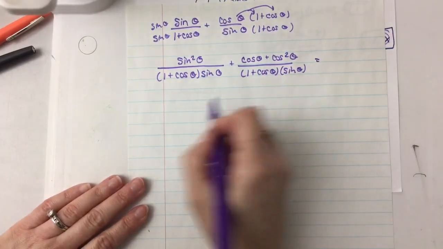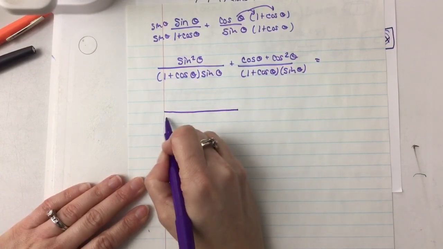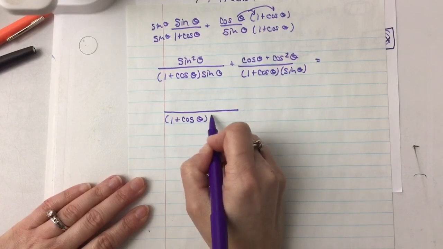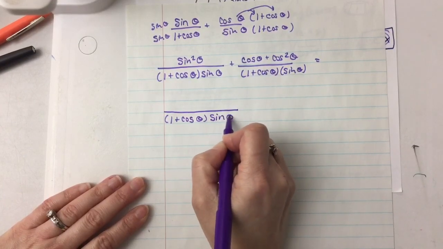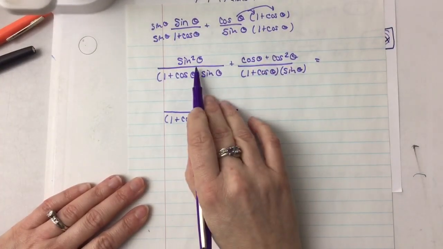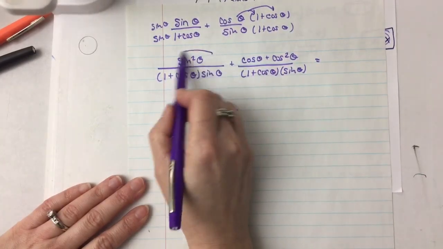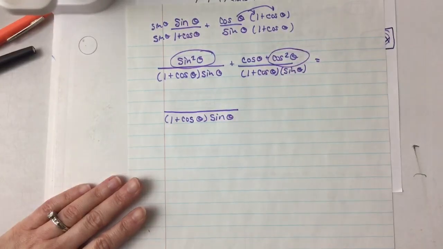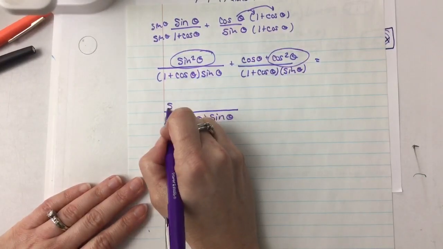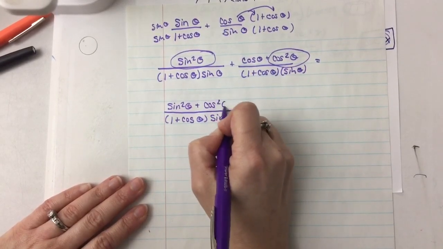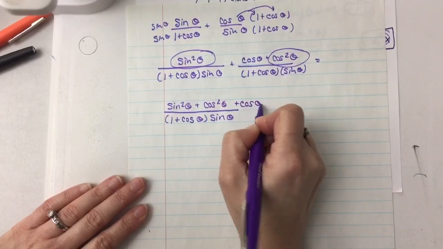When you do have a common denominator, that always carries over. So the bottom is 1 plus the cosine of theta over the sine of theta. On the top, you're adding these together. Okay, one thing that I notice, remember adding is commutative. You can add in any order you want. So I can take sine squared of theta plus cosine squared of theta plus cosine of theta.